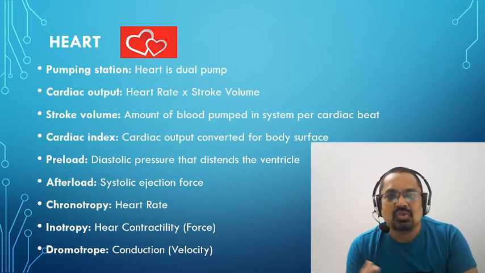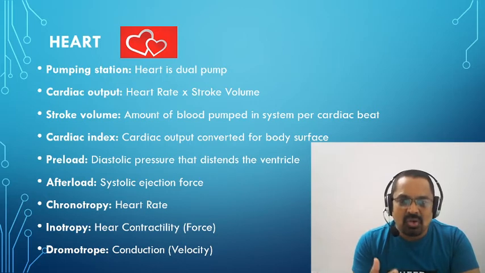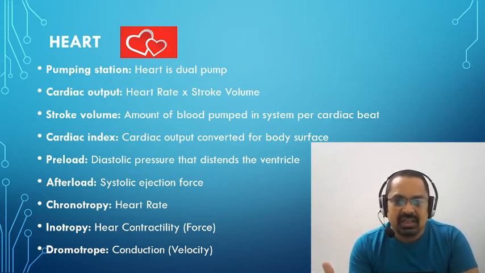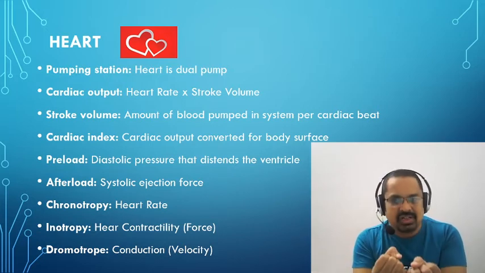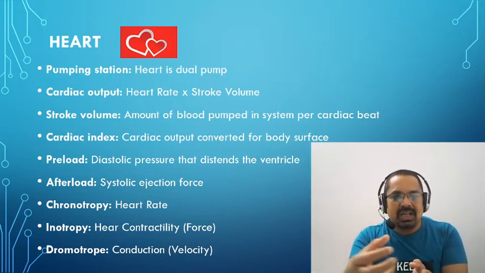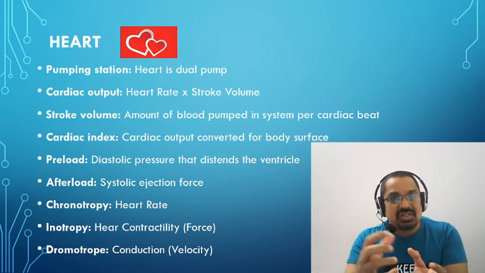Heart rate means strokes per minute. And what is the stroke volume? Stroke volume is the amount of blood which is given by the heart in one contraction. Whenever it contracts once, it gives blood. And heart rate means these contractions per minute.